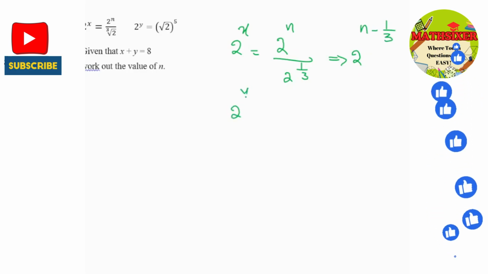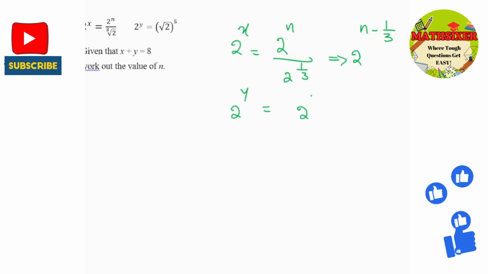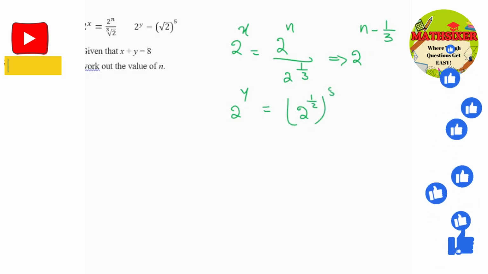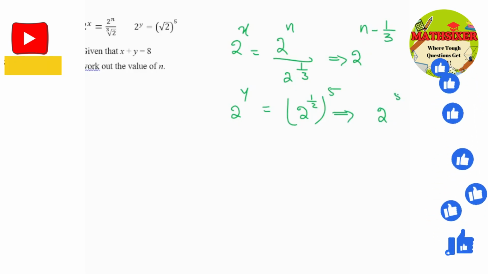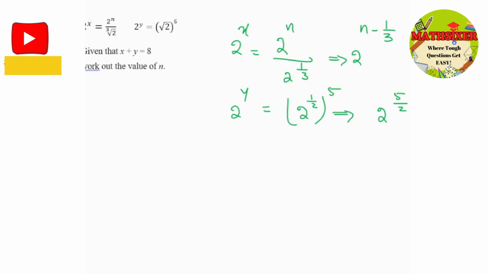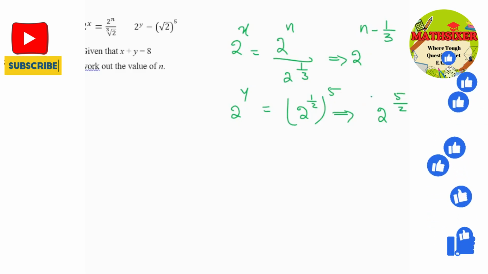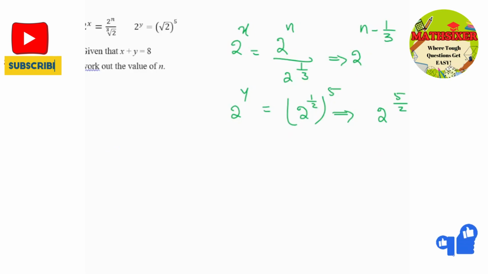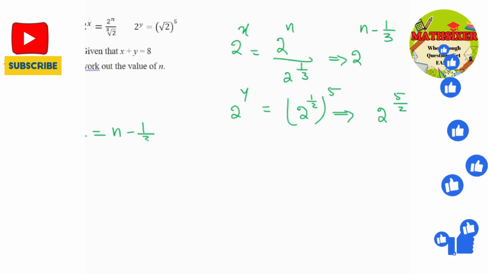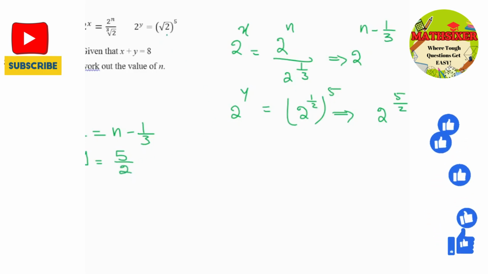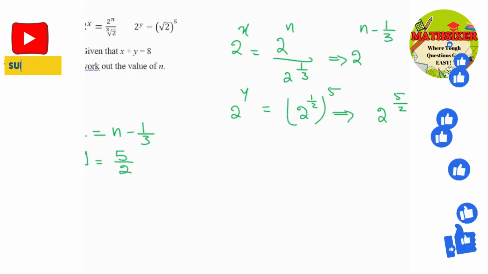Okay, let's look at the y value. So 2 to the power of y is equal to 2, and the square root means 1/2, and the whole power is 5. If you simplify further, you will get 2 to the power of 5/2. You're going to multiply both powers here. 1/2 times 5, you will get 2 to the power of 5/2. So if you write it down like this, x is equal to n minus 1/3 and y is equal to 5/2.